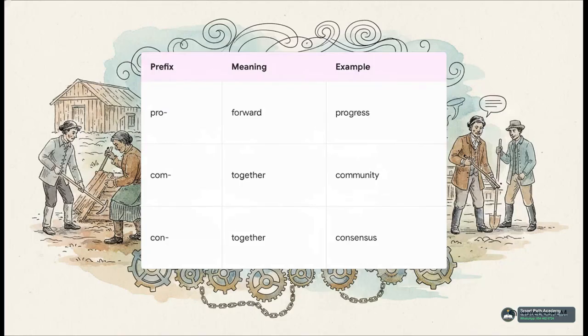Let's break down some word parts now, specifically prefixes. We've got pro, meaning forward or before, like in progress or promote. But I really want you to focus on com and con. They both mean with or together. Think about words like community, companion, consensus. Do you see what's happening there? The actual structure of these words perfectly matches the story's theme. The Buxton settlers survive and thrive because they literally come together.